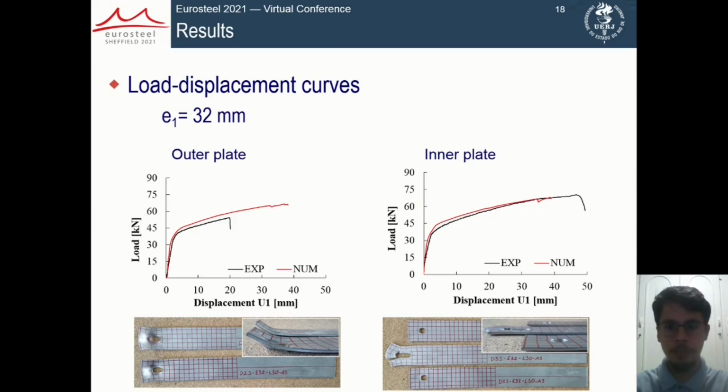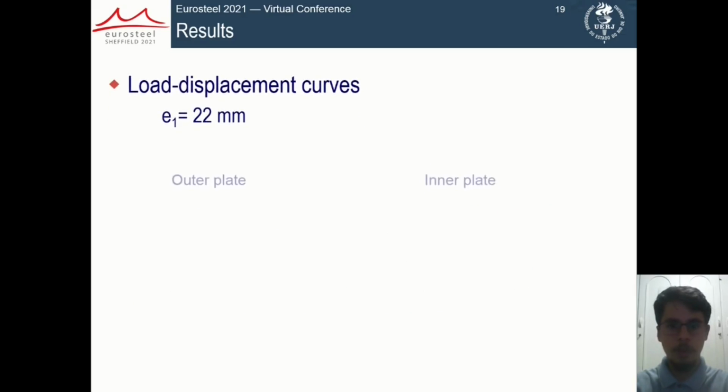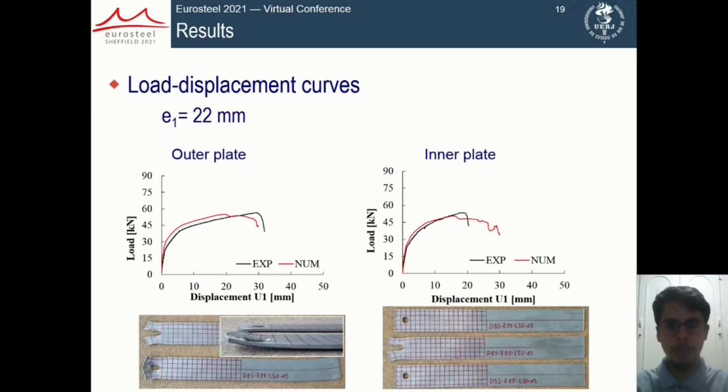it can be observed that there is a similar behavior and a similar peak load. For the test with 22 mm, the numerical model shows a good agreement in comparison with the experimental test. The failure mode observed for both bolt connections was tear-out.